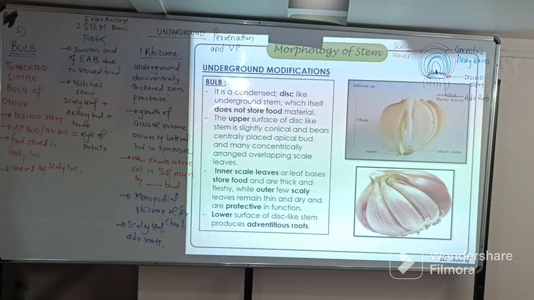So in the case of a potato plant, where is the stored food? Stem. In the case of a ginger, where is the stored food? Stem. But in the case of an onion, where is the stored food? Fleshy leaves. And how are the fleshy leaves? Concentrically arranged. And they're covered by a jacket of scaly leaves. Okay? And it is called a simple bulb. What do you call it? Simple bulb.